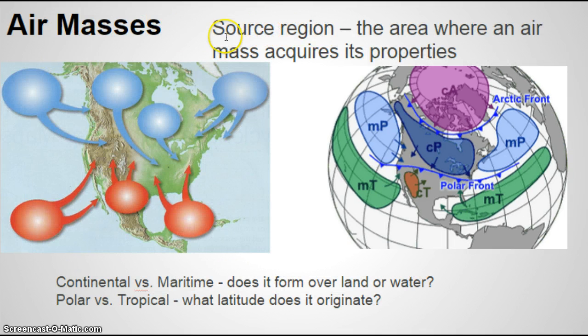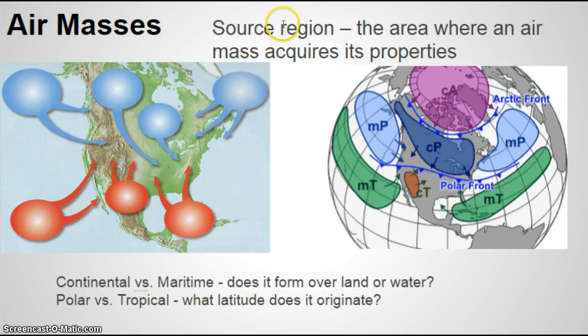The source region, very important term here: the area where an air mass acquires its properties. So we have to look at what the properties are. Essentially, is it continental or is it maritime? In other words, does it form over land or does it form over water? Continental, land; maritime, water. Is it polar or is it tropical? In other words, at what latitude does it originate? If it's polar, it comes from the north, a northern latitude. If it's tropical, it comes from the south, or a more southernmost latitude.